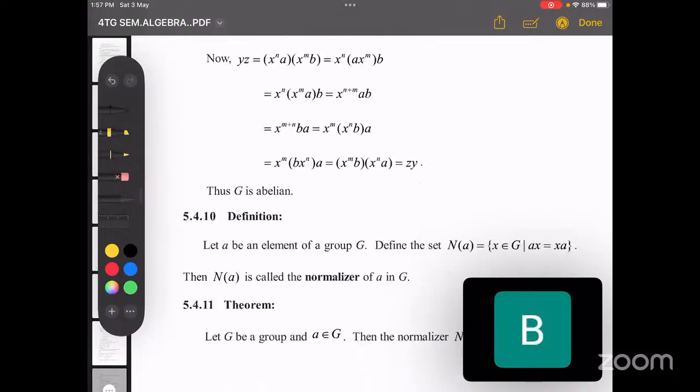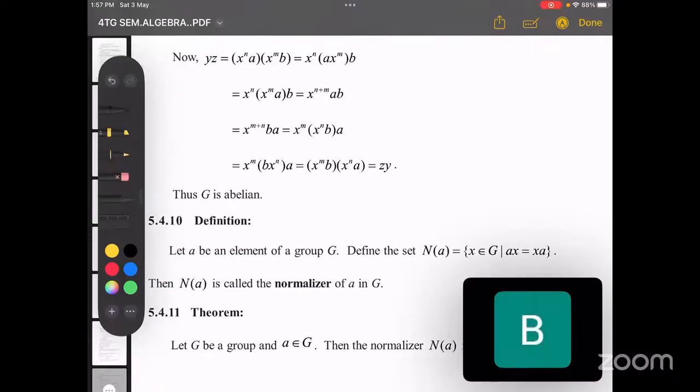Next, we have 5.4.10. The normalizer definition will not be asked, just if you know the definition, then you can solve whatever theorem is there, 5.4.11. There you can see, let A be an element of a group G. Define the set N of A. C of A means conjugacy class, Z of G means center, N of A means normalizer. Okay, remember these terms. So define the set N of A equals X belongs to G such that AX equals XA. Then N of A is called the normalizer of A in G. Okay, so this is the definition of normalizer.